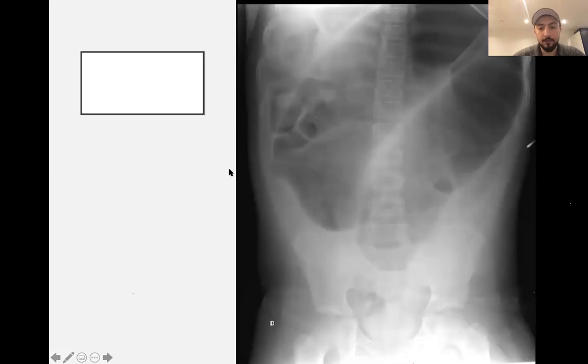Now, looking at this X-ray, you can see this obvious huge sign, and this is basically called the coffee bean sign, because it obviously looks like a coffee bean. And this is caused by... First of all, anyone wants to have a go at this? What do you think this is, or what caused this?